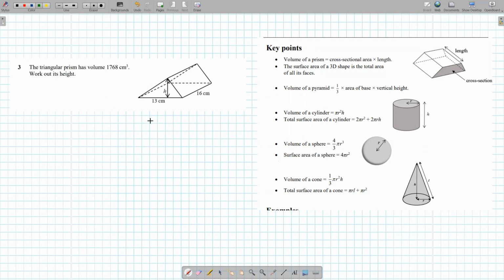And the formula for the volume of a triangular prism is base area times the height of the prism. So 13 times h divided by 2 times 16. And we do know the volume. In fact, the volume is 1768. The question is, how do we solve for h? Again, it's a linear equation, nothing too fancy happening. We want to know what h is.